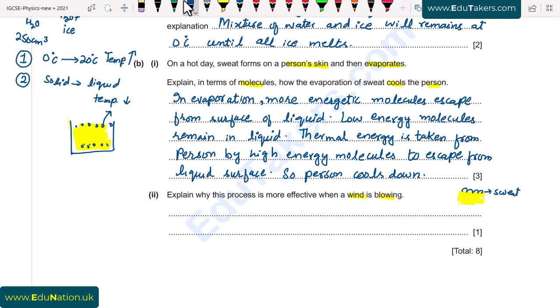When there is wind blowing, the wind will blow molecules away from the surface, so more molecules absorb energy and escape. So I write here, when more molecules escape, then there will be faster evaporation. So faster evaporation of sweat as wind blows fast moving molecules away.